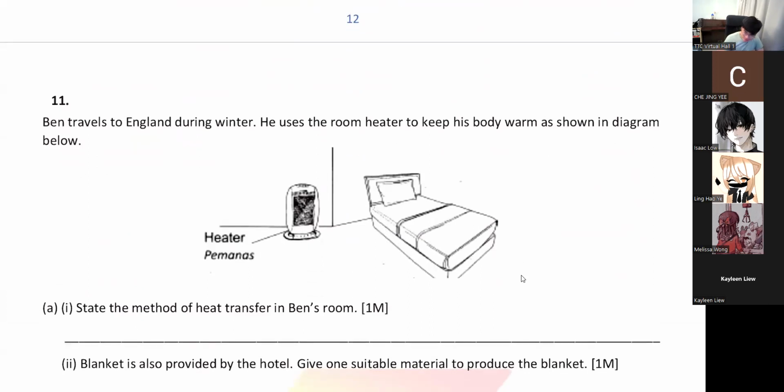Question 11. So Ben travels to England during winter. He uses the room heater to keep his body warm as shown. Right, so Ben should be sleeping here, right? I mean, where else would he sleep? So, this is the heater. Heaters look like this if you have been to a winter country before. So guys, what method of heat transfer is this? Yes, good, radiation, thank you. Because it's beside the fire, beside the heat. This is sinaran.